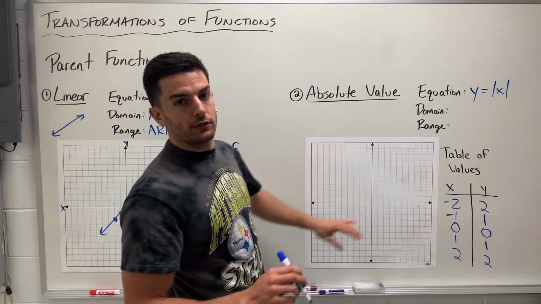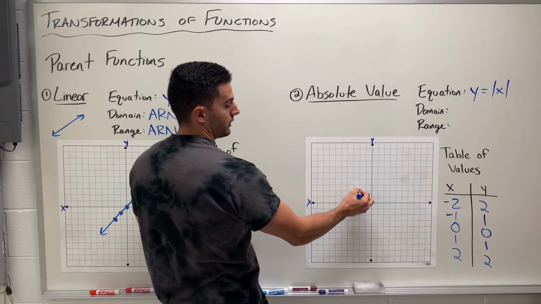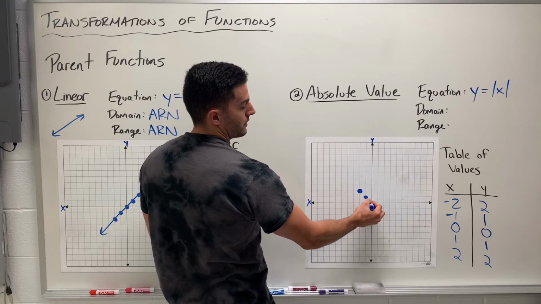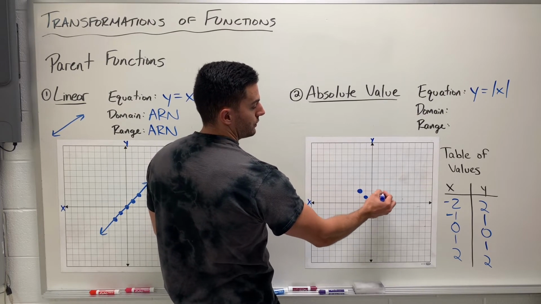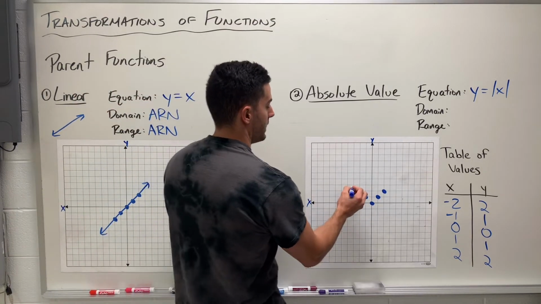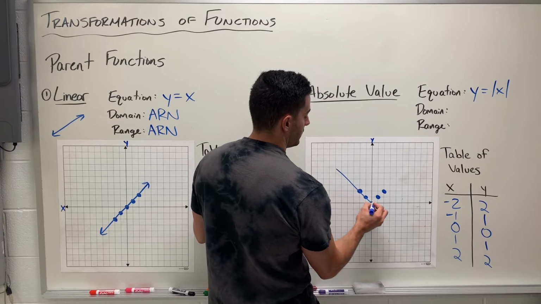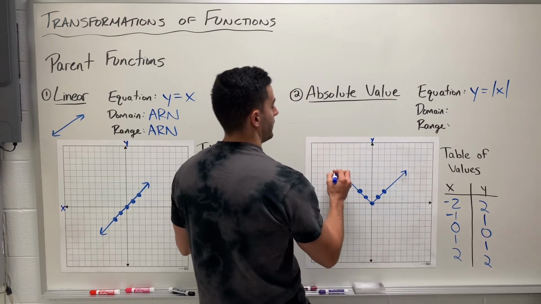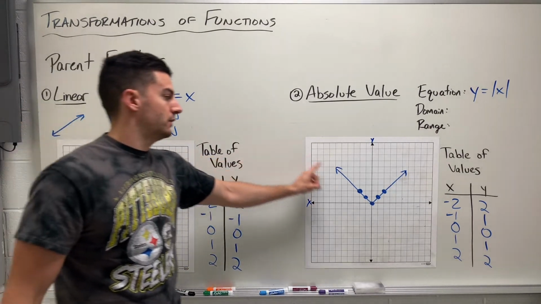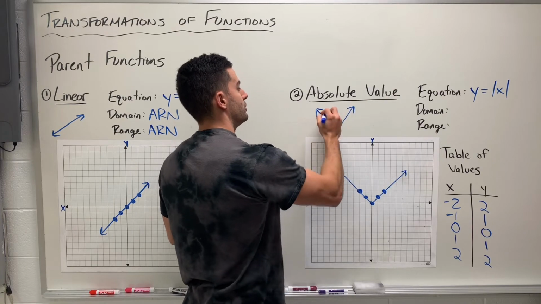So thinking about what that graph would look like, -2, 2 would be up here this time. -1, 1, 0, 0 again in the origin, 1, 1 would be here, 2, 2 would be here. So those are the points that form my absolute value equation. Again, it's not just those 5, it's going on forever. So you can see that instead of a straight line, it kind of forms a V, okay? And that's true of all absolute value graphs, that's kind of the V-shaped graph.